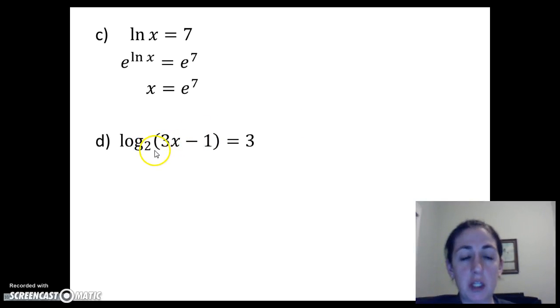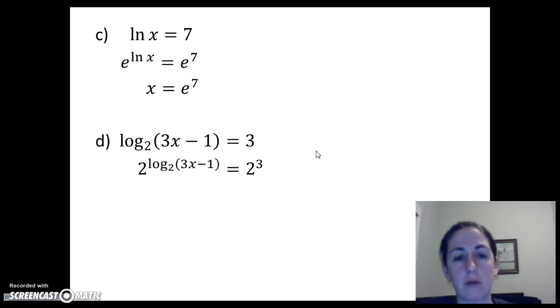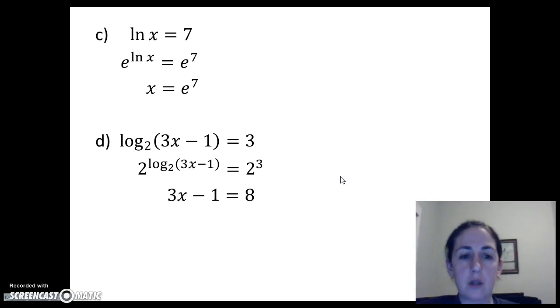We had log base 2 of 3x minus 1 equals 3. The variable is inside the logarithm, so we need to make the log base 2 go away. So we're going to need an exponential base 2. So I'll take 2 and raise it to the left-hand side, and take 2 and raise it to the right-hand side. The base of the exponential function and the base of the logarithm match. They cancel. So I have 3x minus 1 equals 2 to the third, which is 8. Add 1 to both sides, divide by 3. And remember, when solving logarithms, quick check, if you plug 3 in here, make sure you get a positive value.